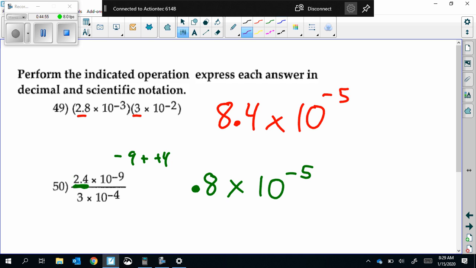So that is not our final answer because the decimal needs to be there. So we have to move it 1 spot. So that means we have to change this by one number. It's going to be 8 times 10 to the something.